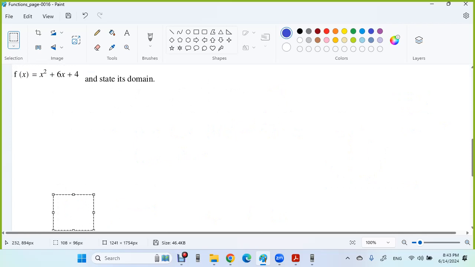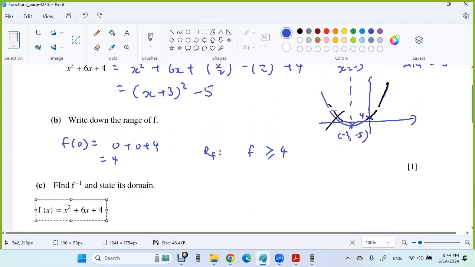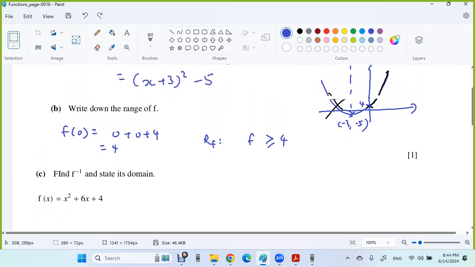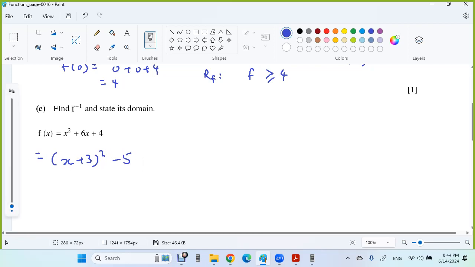This is the f(x), and then the f(x) here I can rewrite as this after we do the computing of the square. Okay, so what we need to do to find the f inverse is let f(y) equal to x, then f inverse of x equal to y.